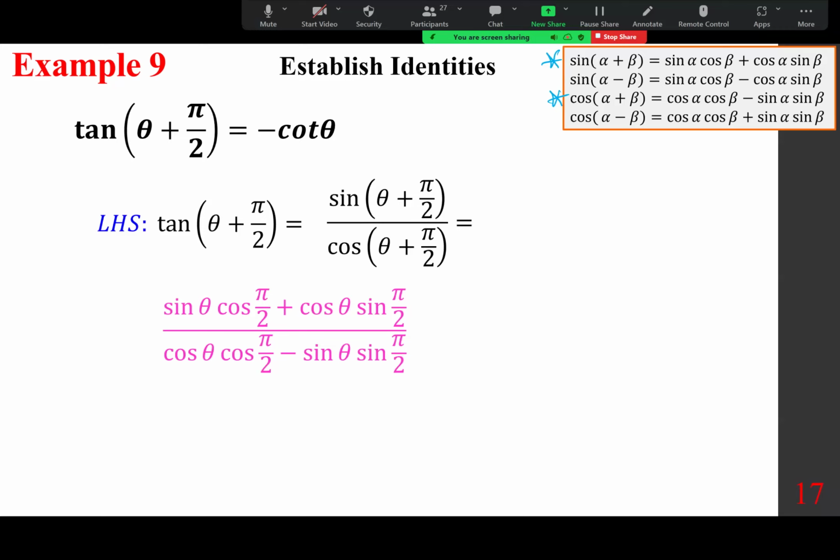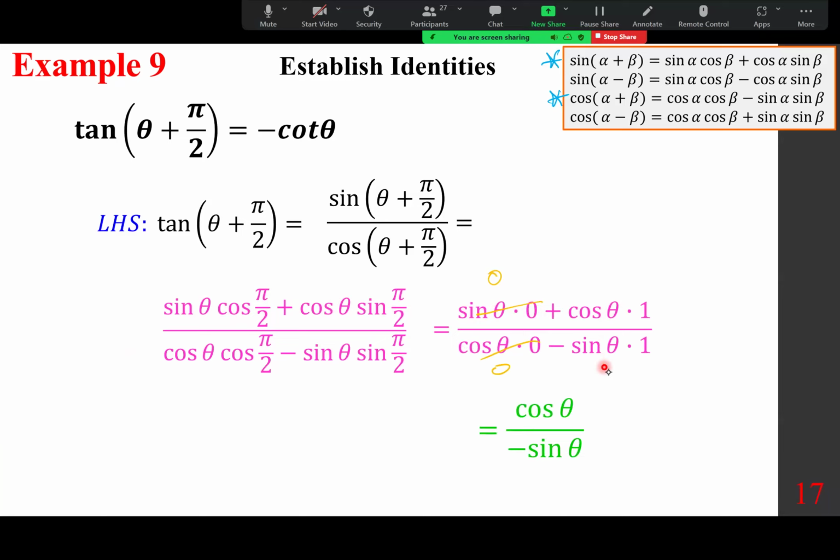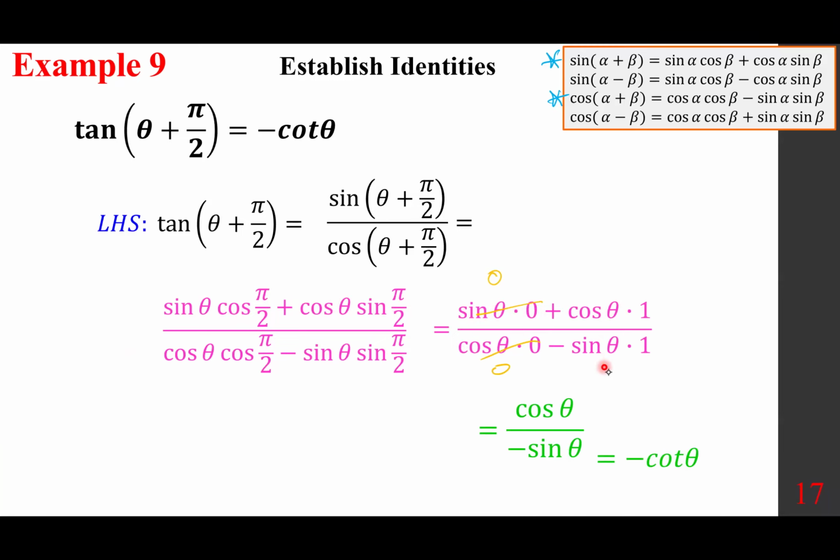Cosine of pi over 2 is 0. Sine of pi over 2 is 1. Replace. So this is times 0. So obviously this is 0, this is 0. So you get cosine theta in the numerator, negative sine theta in the denominator. And that's negative cotangent theta. And that's the proof, everybody.